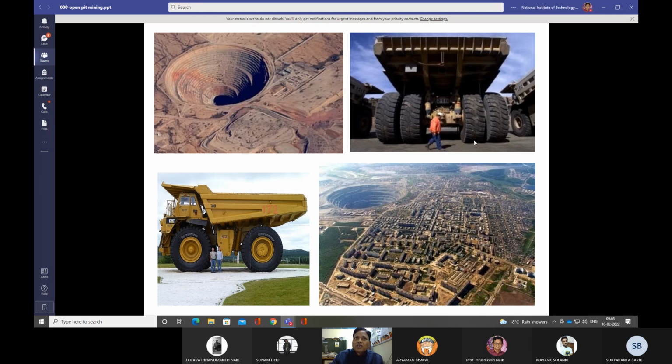You can see from the side of the dumper and from the back of the dumper, and on the top left side, this is the funnel shaped open pit mining. You are going spirally by making benches and entering the mine, going to the bottom of the pit. So this is a funnel type of open pit mining.